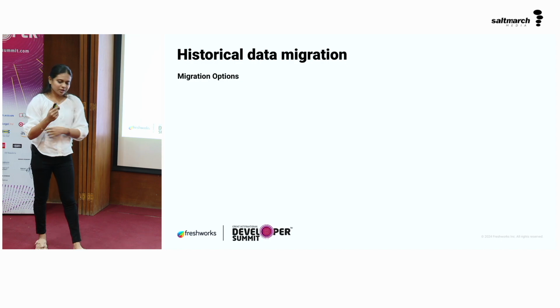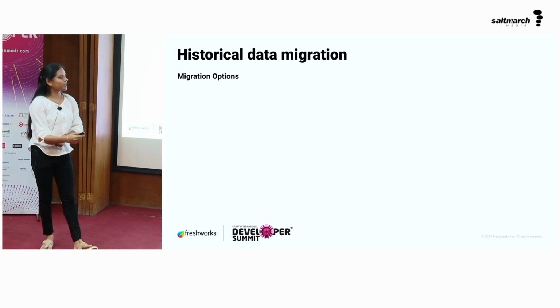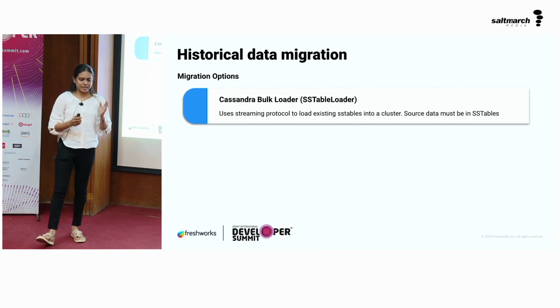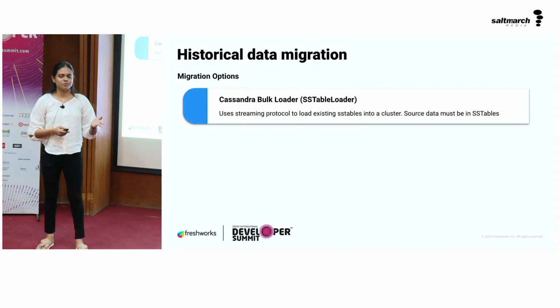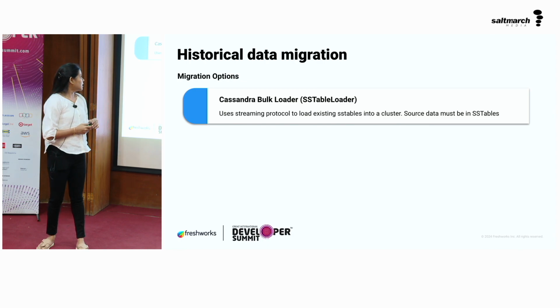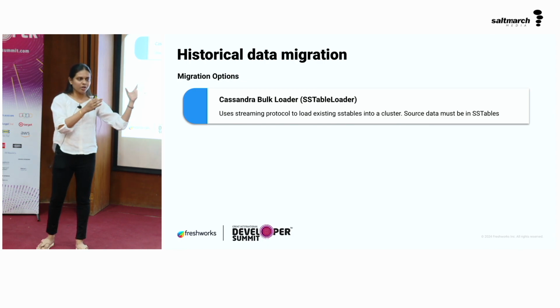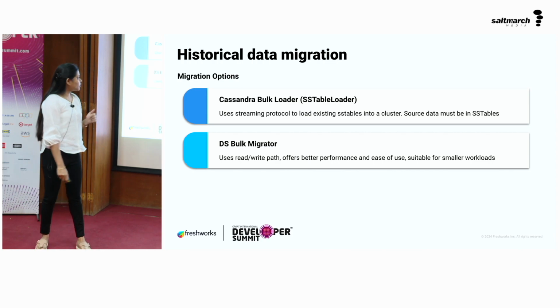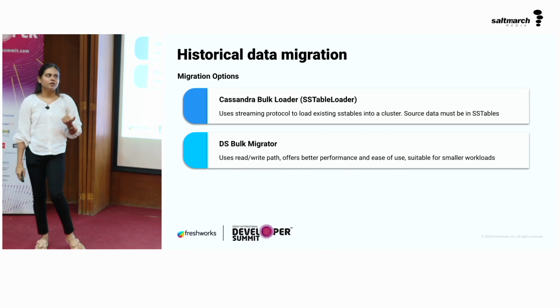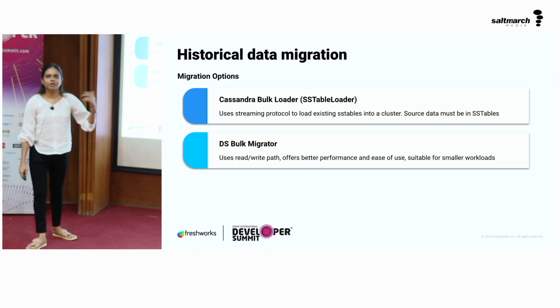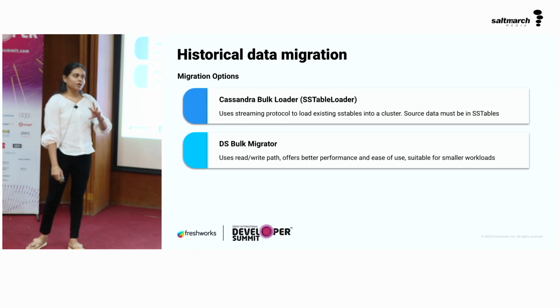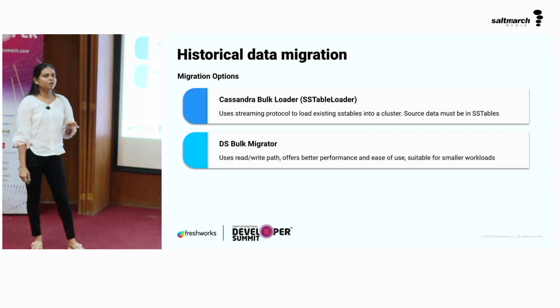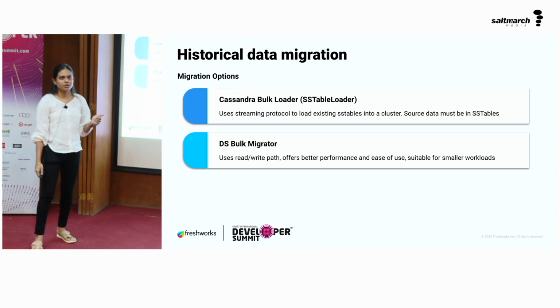And then similarly, we had quite some options for the historical data migration as well. The first one is the Cassandra native SSTable loader, which just ships by default with every Cassandra installation. This uses a streaming protocol to copy all of the existing SSTables from one database to another. Basically, it uses a backdoor to copy all the snapshots. But this was not scaling well for large production workloads. So the second option was the DataStax bulk migrator, right? Unlike the SSTable loader, it uses the actual read-write path, and it was performing much better than the SSTable loader, but again suitable only for small production workloads.